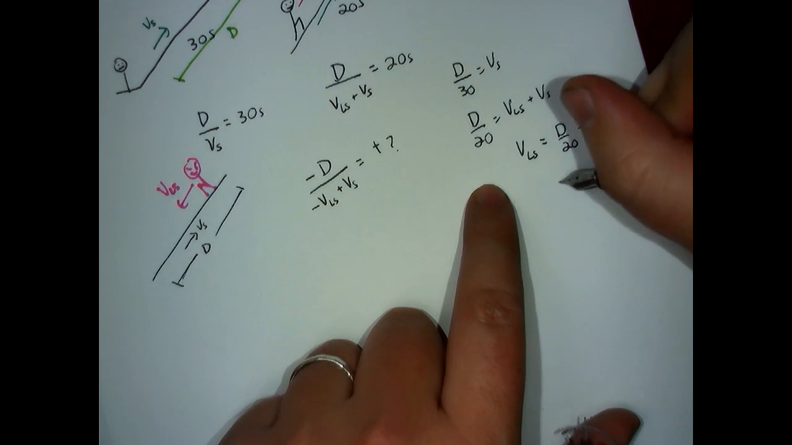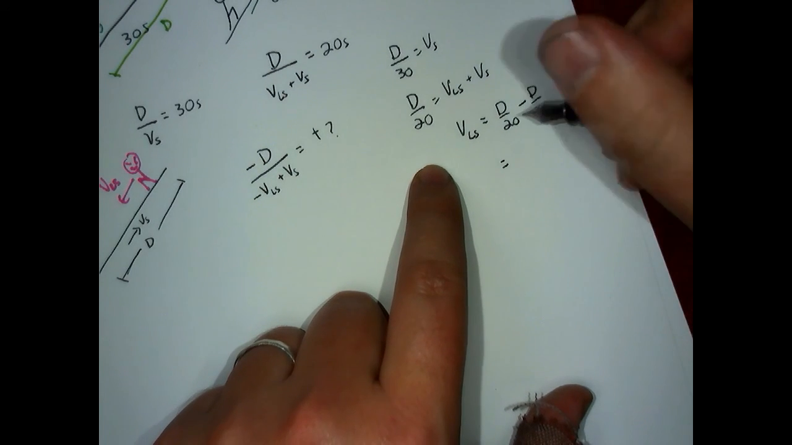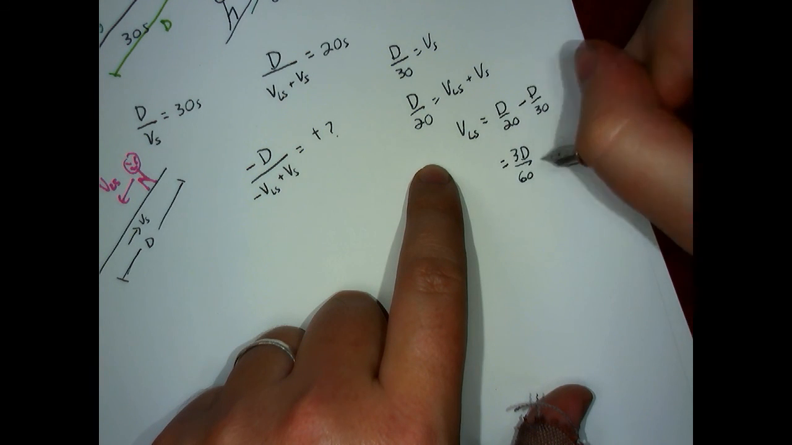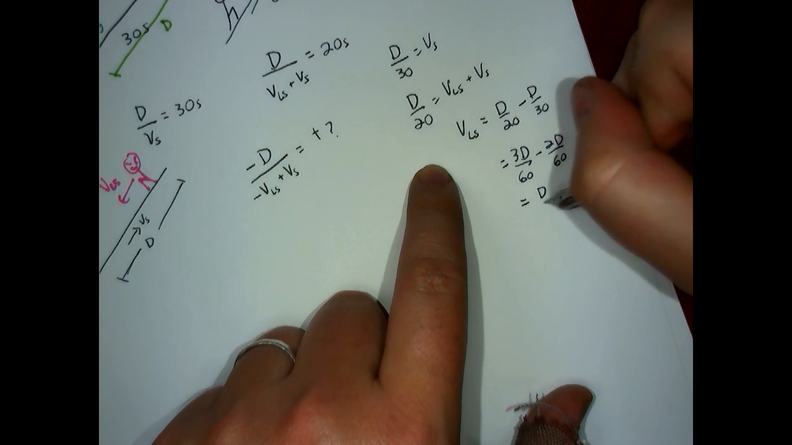Oh, great. I love adding fractions. So this is 3D over 60 minus 2D over 60. So this is D over 60.